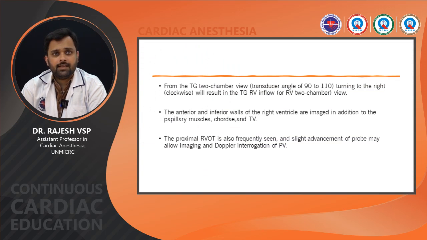From the transgastric two-chamber view, if the transducer is turned a little bit right, that is clockwise, it will result in transgastric RV inflow view, that is also known as RV two-chamber view. The anterior and inferior walls of the right ventricle are imaged in addition to the papillary muscles, chordae and tricuspid valve. The proximal RVOT is also frequently seen, and slight advancement of the probe may allow imaging and Doppler interrogation of the pulmonary valve.